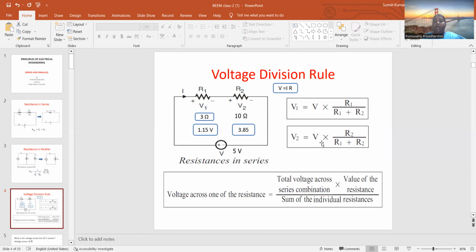plus R2, and here V into R2. That is, for whichever resistance we are going to find out, that corresponding resistance value has to come in the numerator. The equivalent will be coming in the denominator. So voltage across one of the resistances is equal to total voltage across the series combination into that value of the resistance by sum of the individual resistances.